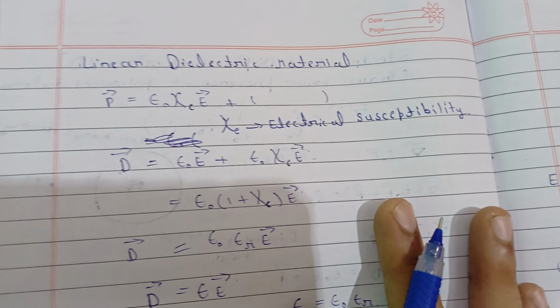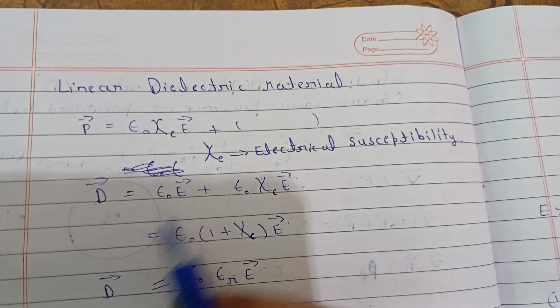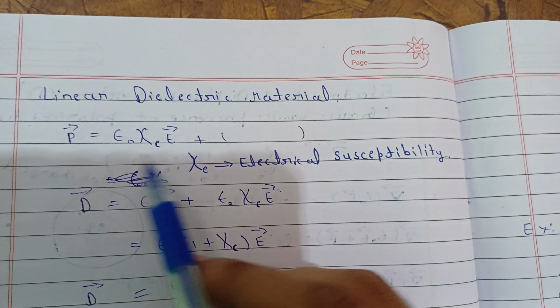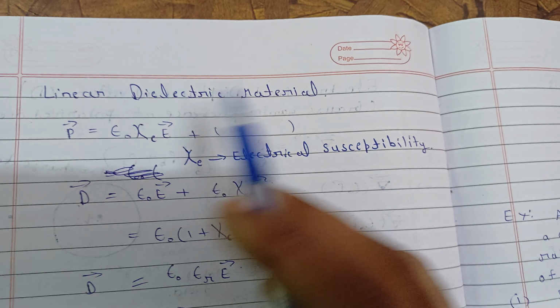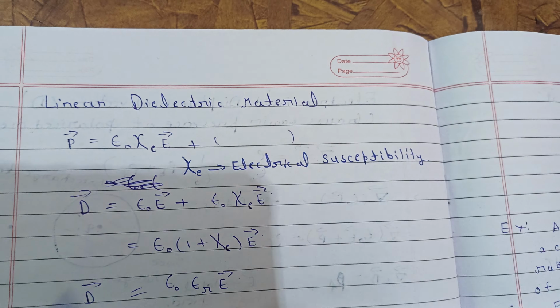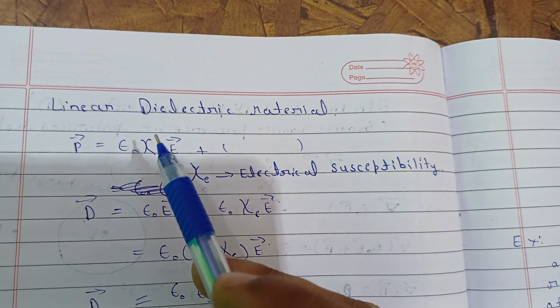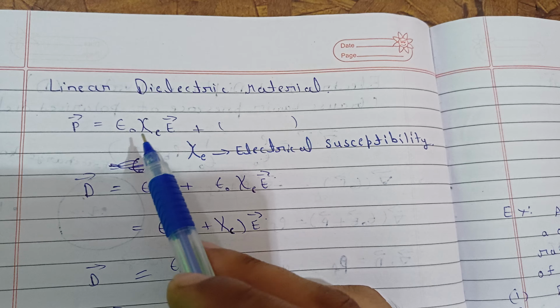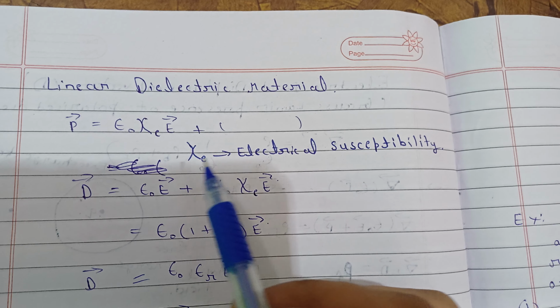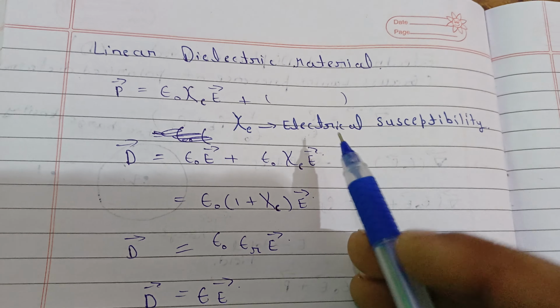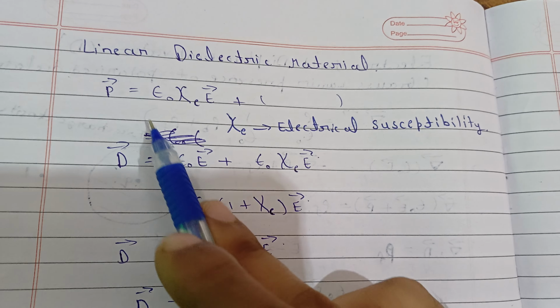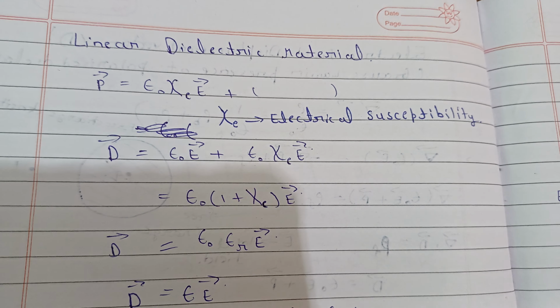Now there is the second case, that is linear dielectric material. Now see, the polarization depends on the electric field. We already know that when an electric field is applied, the dielectric material becomes polarized. So the proportionality constants are epsilon naught and chi e. This is nothing but the electrical susceptibility, and this is our permittivity of free space.